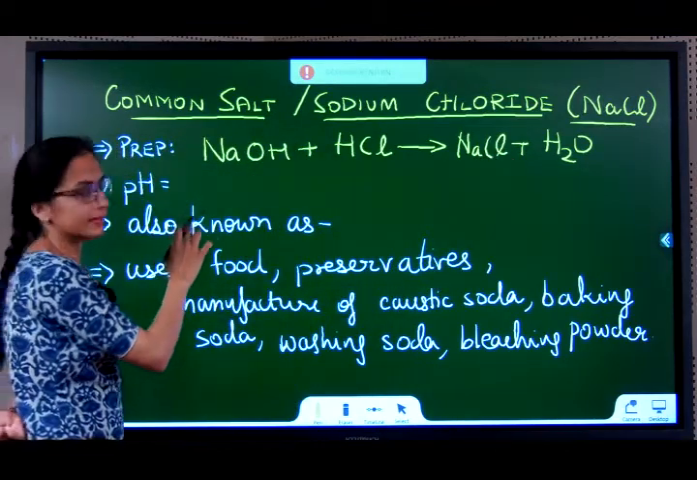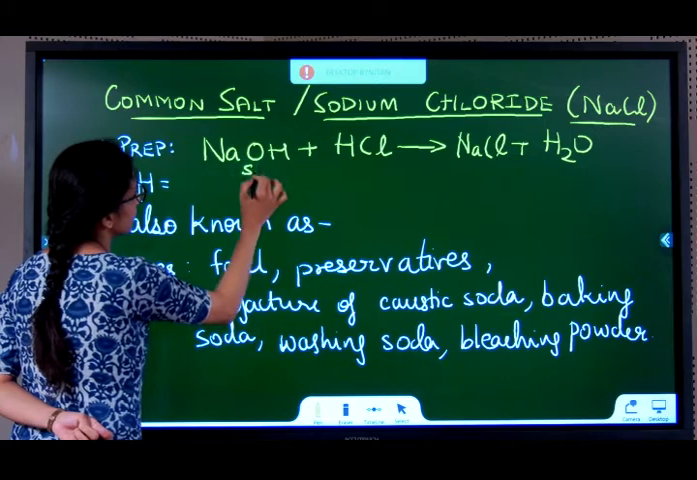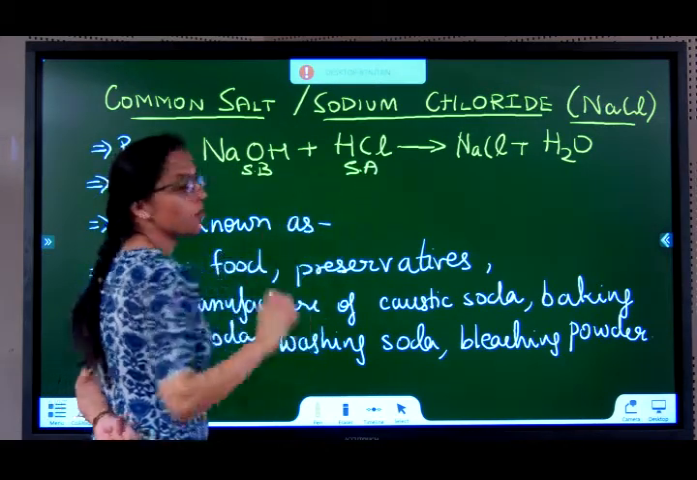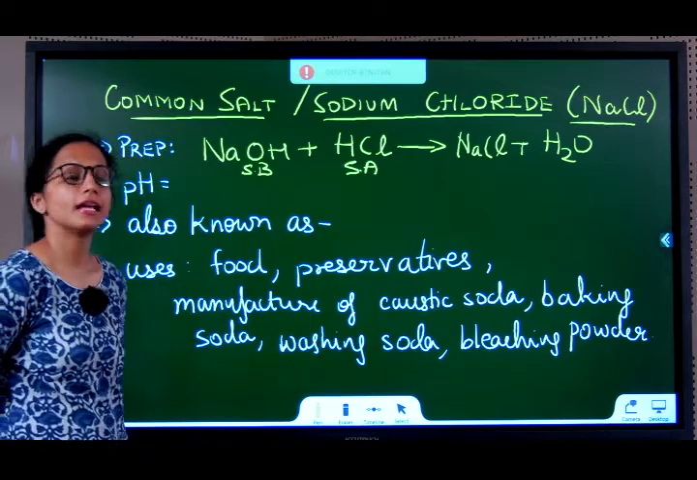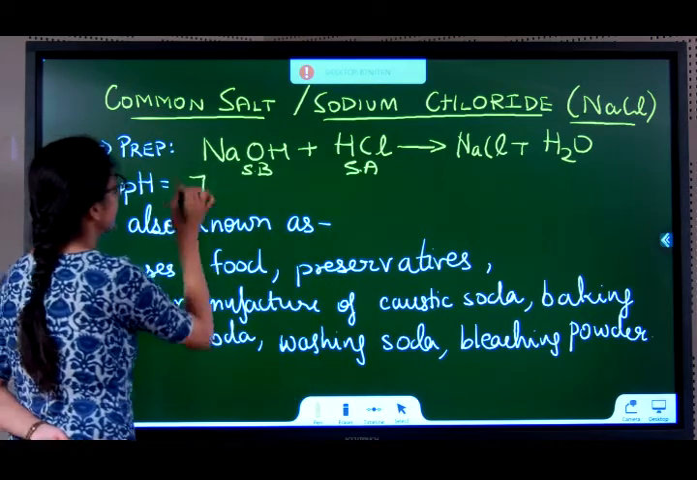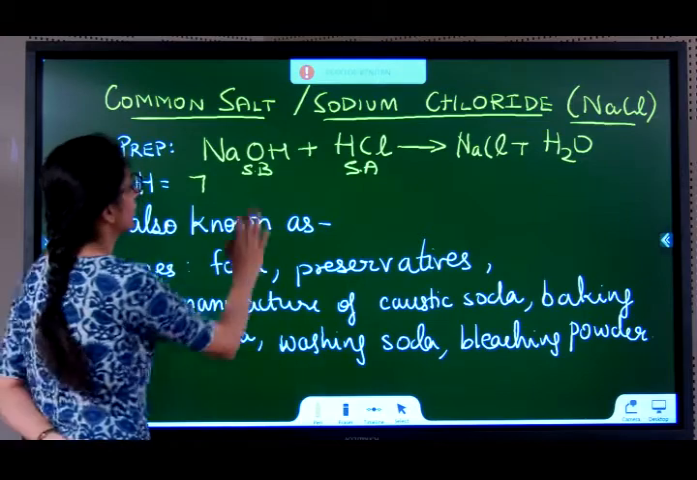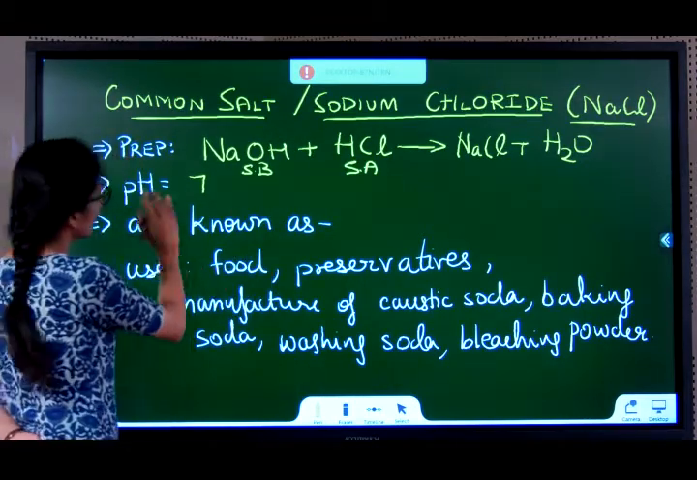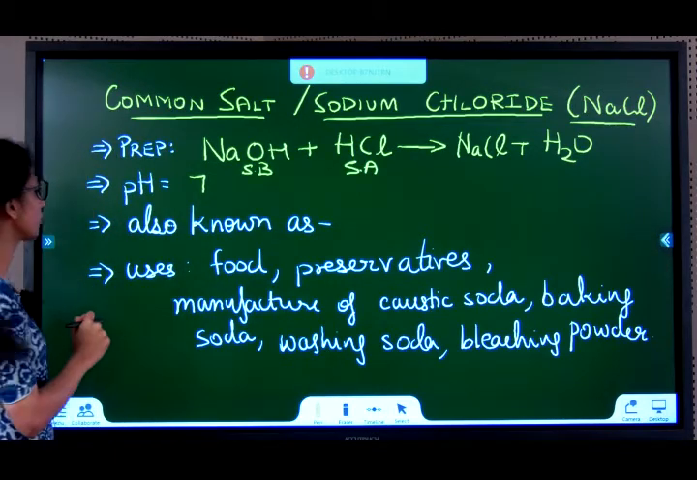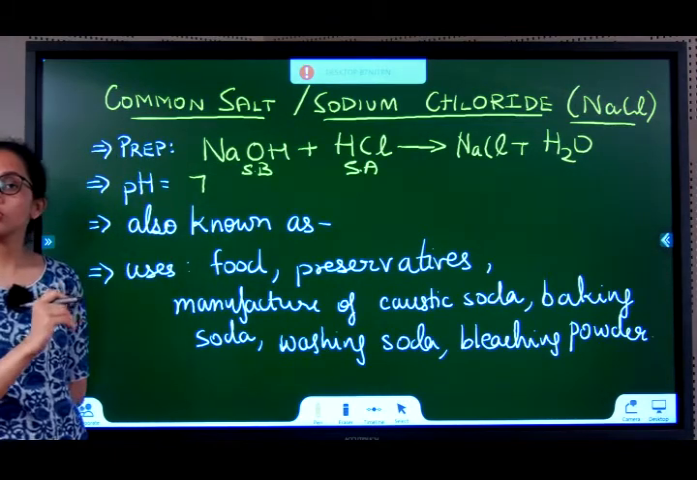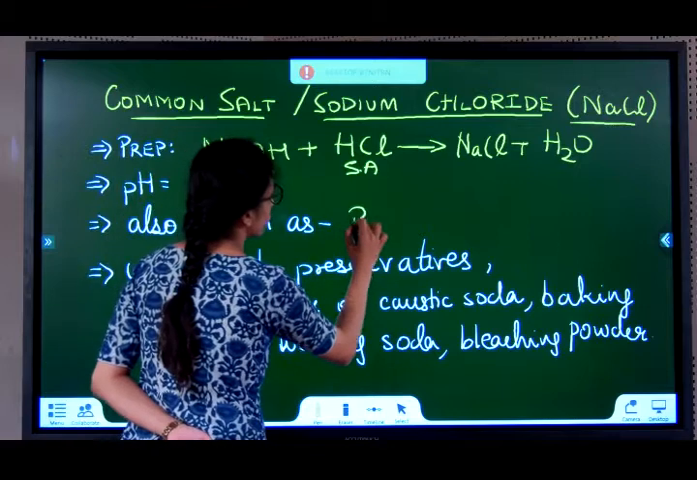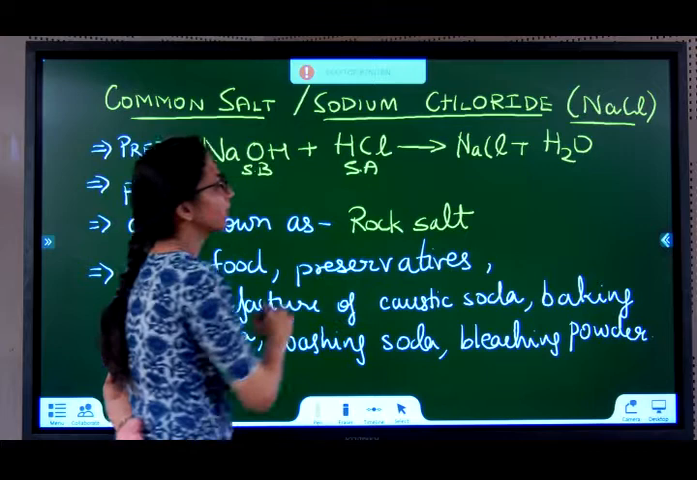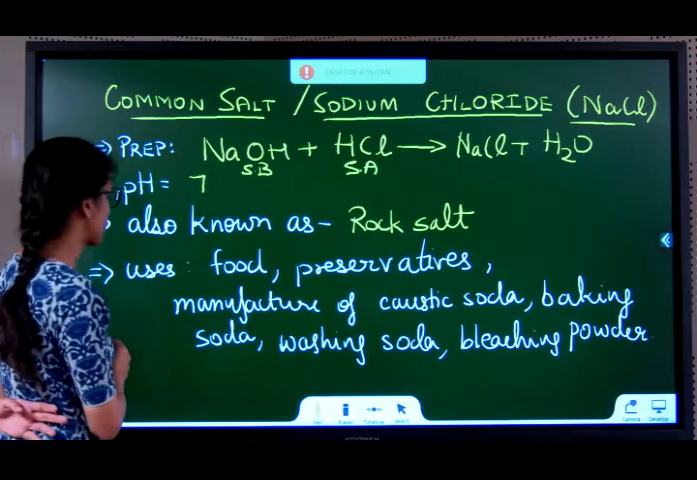Strong base, strong acid. What will be the pH of my salt? It will be 7. Why? Neutral salt. A strong base and a strong acid react to give you a neutral salt. So the pH value is 7 and the salt is neutral. This is also known as rock salt. Sodium chloride is also referred to as rock salt.